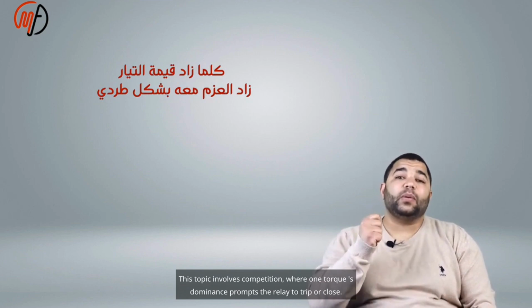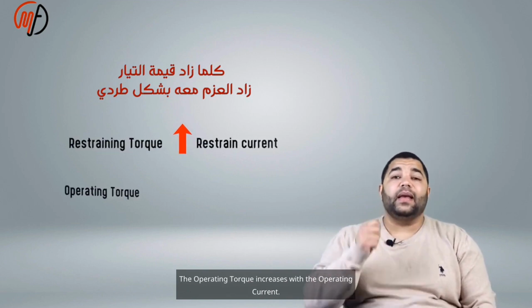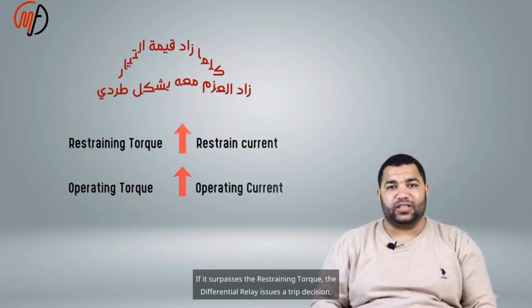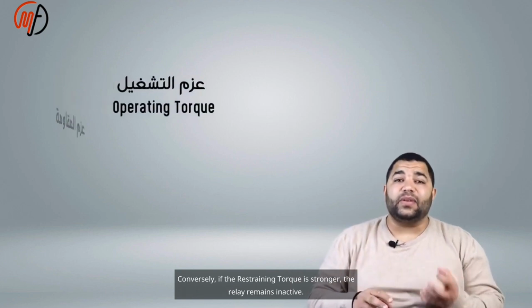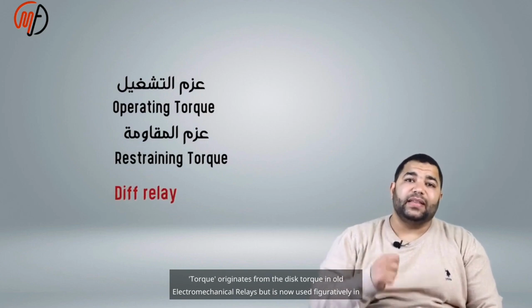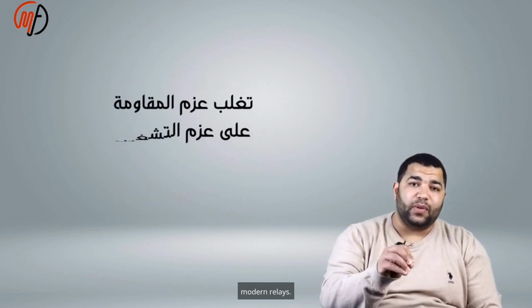This topic involves competition, where one torque's dominance prompts the relay to trip or close. The operating torque increases with the operating current. If it surpasses the restraining torque, the differential relay issues a trip decision. Conversely, if the restraining torque is stronger, the relay remains inactive.